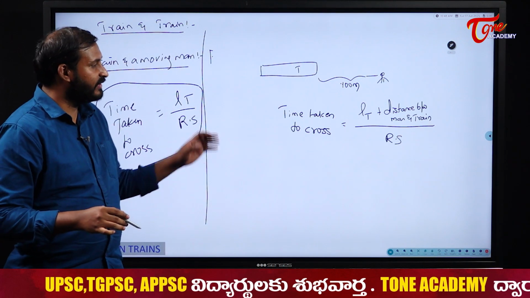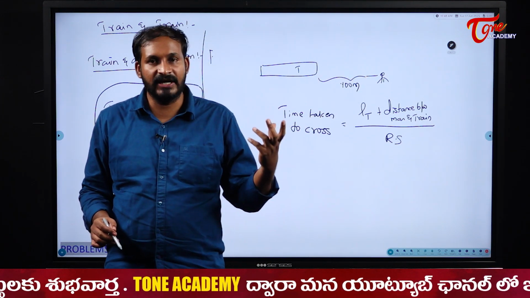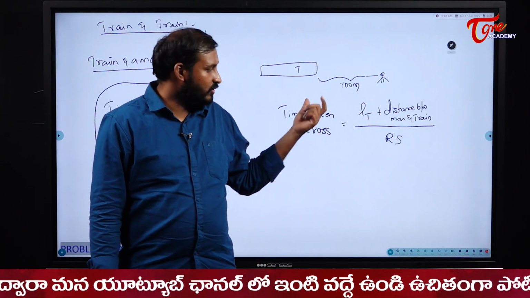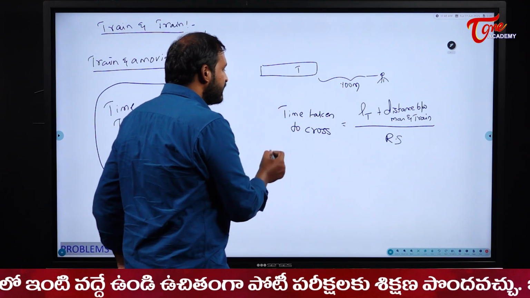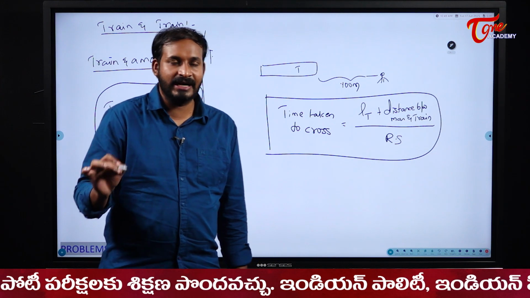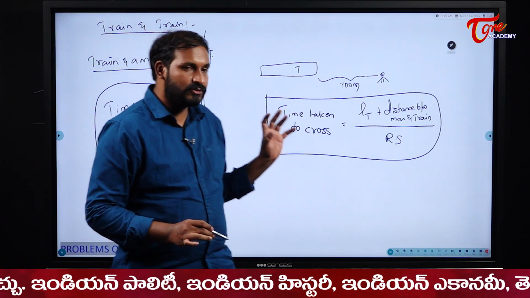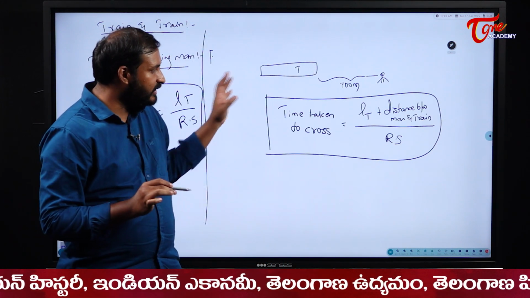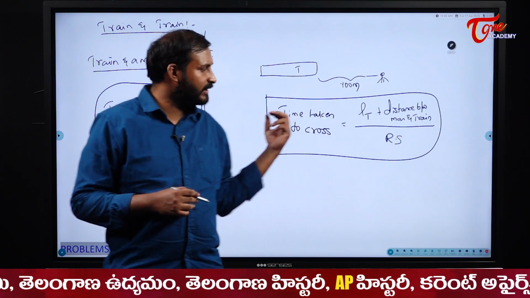There is no need to consider the width of the man, but if they mention any distance between the man and the train, then definitely the train should cover its own length and the distance between the man and the train. Am I correct? So in those cases, if they mention any distance specially, we should also consider that distance, and then write the formula: time taken to cross means length of the train plus distance between the man and the train, by relative speed. Okay, understood? So these are the things we should know before solving problems on trains. If you understand these cases, then we can quickly solve the problems by just applying the concepts.